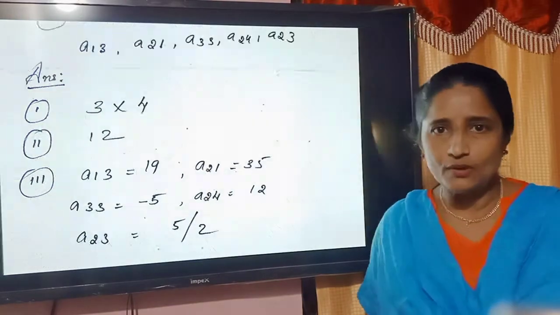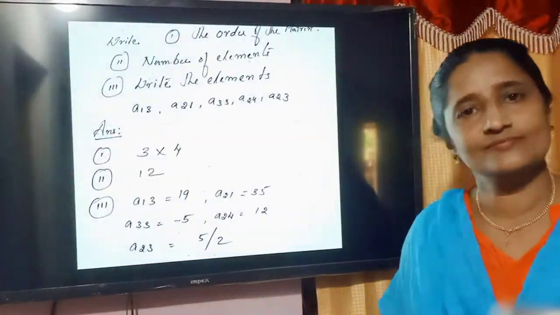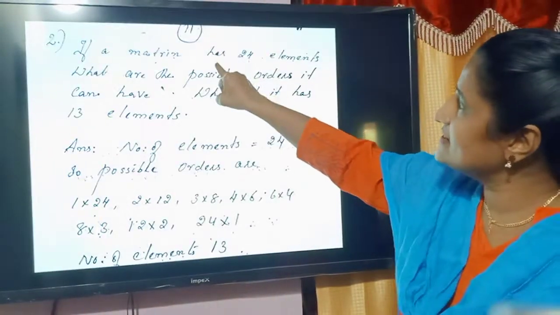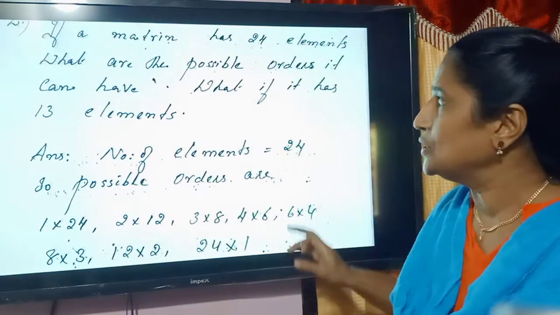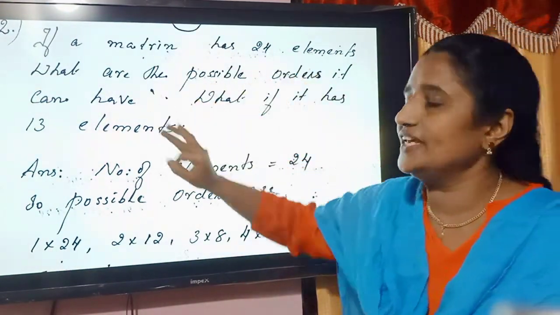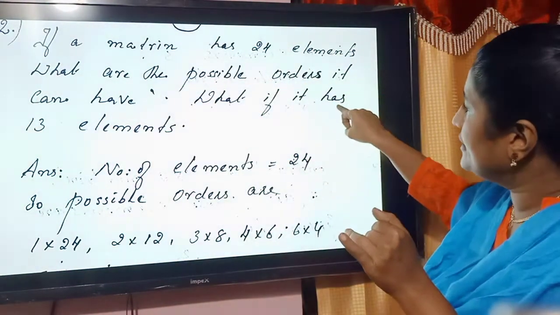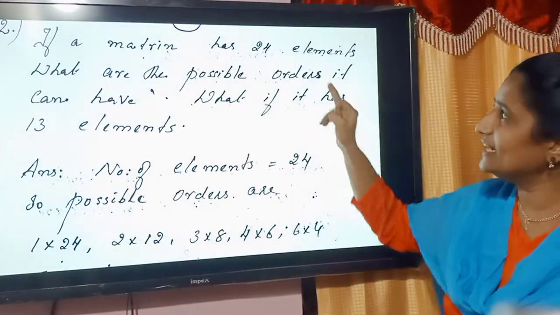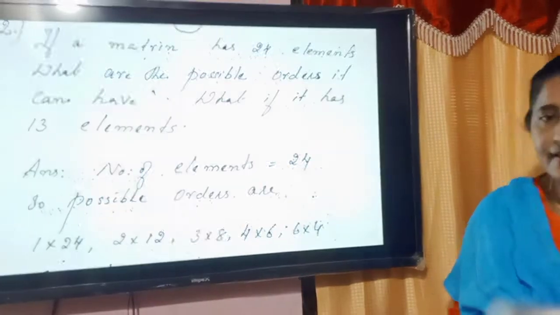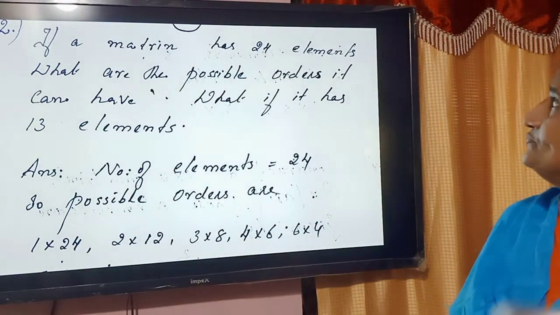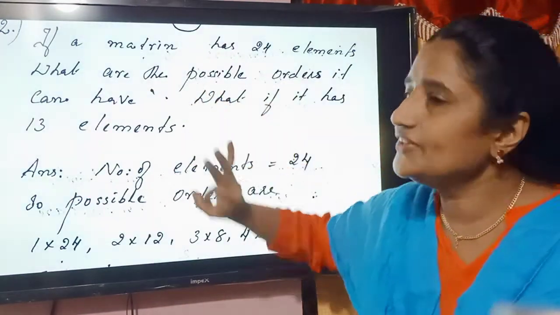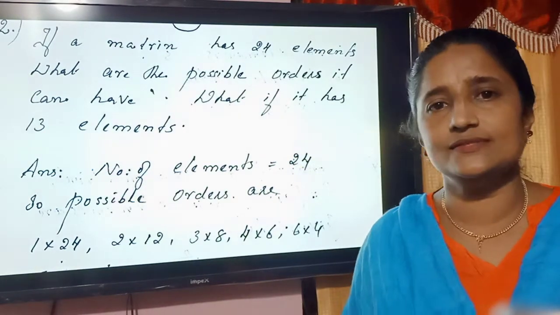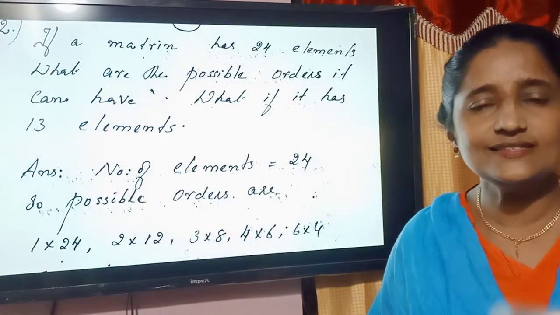I think you completed this problem now. Now let us consider the second question. Question number 2. If a matrix has 24 elements, what are the possible orders it can have? What if it has 13 elements? First you write the question. If a matrix has 24 elements, what are the possible orders it can have? What if it has 13 elements?